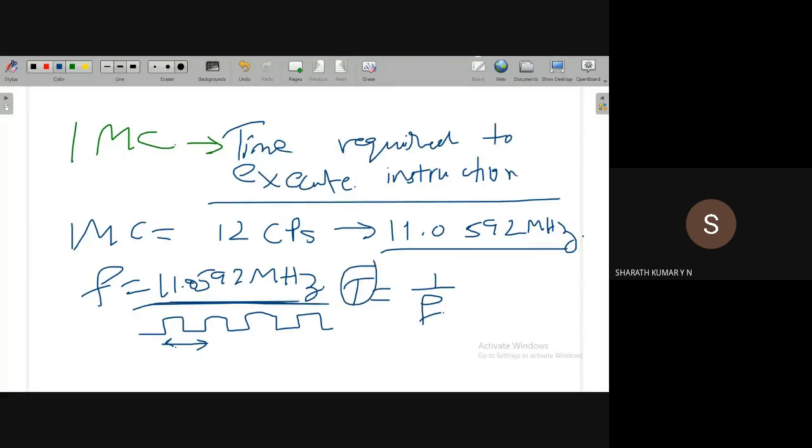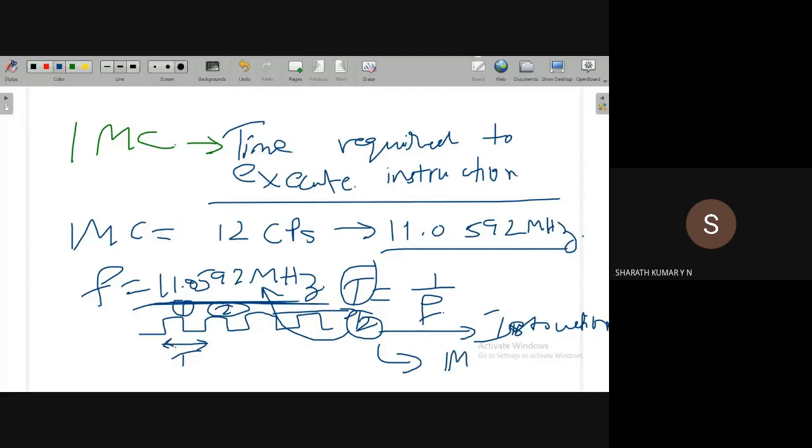So this period is t. This is one clock pulse. Likewise, there are 12 clock pulses whose frequency is 11.0592 megahertz, which are required to execute the simplest, smallest instruction possible. That is known as one machine cycle.